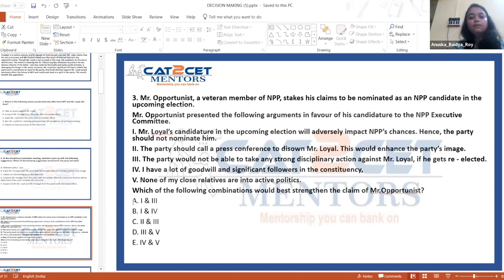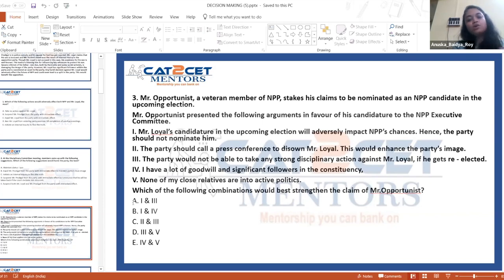Number 1 says, Mr. Loyal's candidature in the upcoming election will adversely impact NPP's chances. Hence, the party should not nominate him. Well, this is a valid point, right? Because if Mr. Loyal is trying to save his son, who is a murderer, the party's image is going to be polluted, right? So this is a valid argument presented by Mr. Opportunist. So we cannot eliminate 1. So we keep 1.